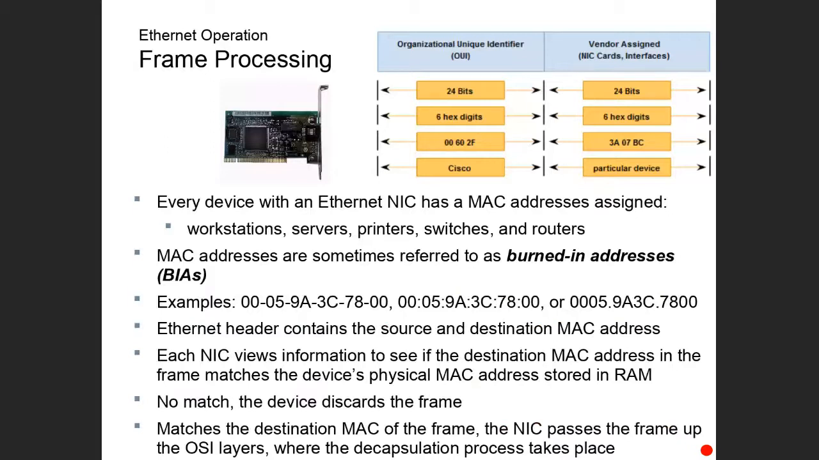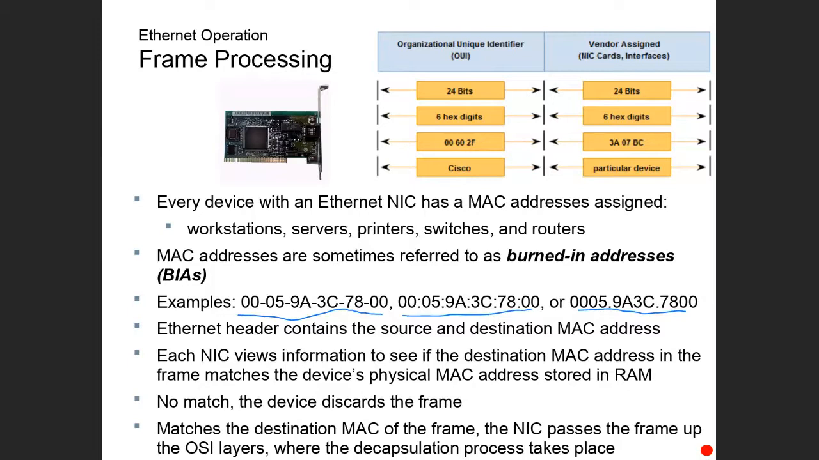Every device with an Ethernet network interface card has a unique MAC address assigned. So anything that needs to plug and use the Ethernet. So this means that all our desktop client PC workstations, student machines, employee machines, all the servers, all the rack mount servers, all the printers, even switches and routers themselves have to have MAC addresses. They're sometimes called burned-in addresses because they're burned into a NIC card. They don't change. And they're written in 3 different methods. It can be written with dashes, with colons, or with periods.